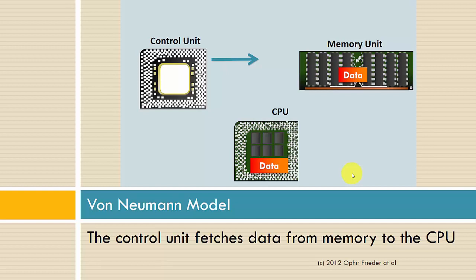Now, von Neumann's model. The control unit fetches data from the memory to the CPU. So let's look real quick at how this happens. First of all, when you write your program, you can think of your program as being executed in a serial fashion, meaning it's going to start at the top of your program and work its way all the way to the bottom of your program. There are some times when we'll move around, but essentially it is processed in a sequential manner.